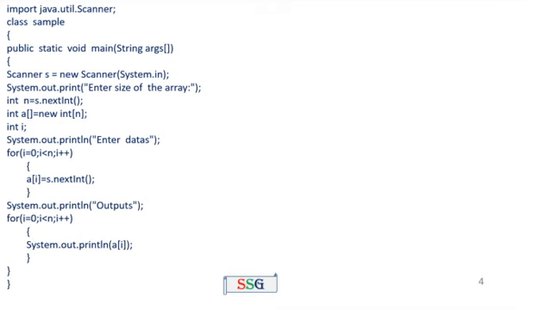Next, System.out.println("outputs") displays the message outputs. Then for i = 0, i < n, i++, System.out.println(a[i]). This for loop prints the values from index position 0 to n minus 1.